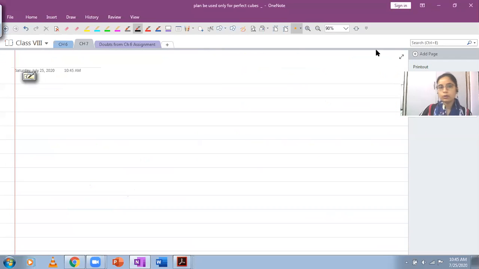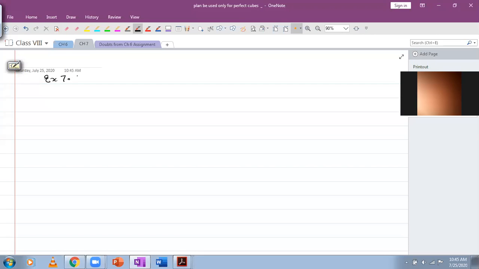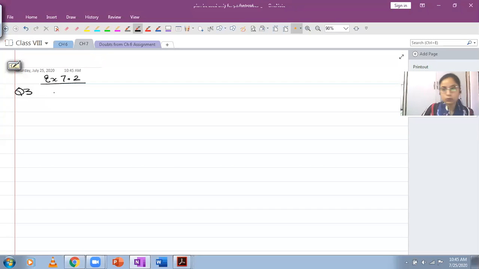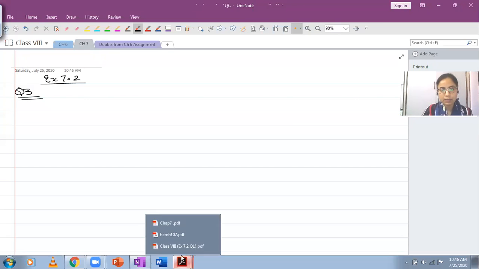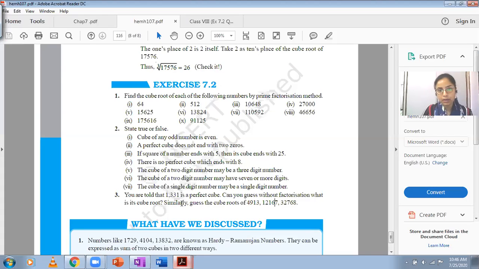All right. So now I'm going to take a question from your exercise 7.2, question number 3. Question number 2 are true, false, so we will get back to those afterwards. So question number 3 में आपके पास there are some parts. Guess the cube roots of these numbers. So there are 3 parts that you have. You have to find out their cube roots using estimation. So I am picking the second one, 12167.